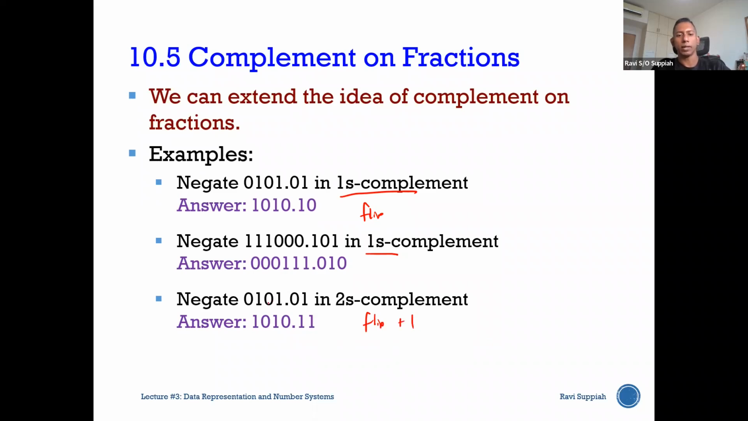So for example, if I take this value here, 0101.01, and I say I want to do the 2's complement, I do the same thing. I flip, 1010.10, and then I add 1. So I'll get this. So it's the same technique that you just apply across the entire number that you have.